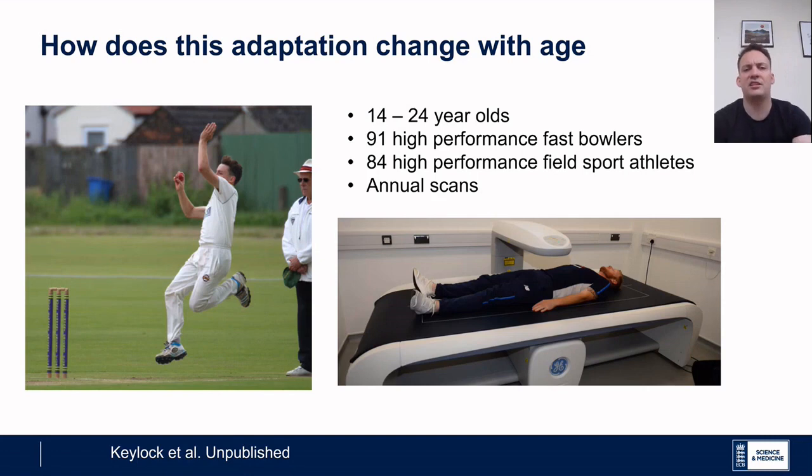So our next question was trying to understand, well, how does this adaptation change with age? So to do this, we took our elite cohort of players through from academy level through to the elite level, so 14 to 24-year-olds, and we wanted to compare them with high performance field sport controls from football, hockey, etc., to try to understand exactly when this awesome adaptation is occurring. And for this, we took scans at the end of the respective seasons in all the sports across a number of times until I think we had nearly 300 measurements in these players.